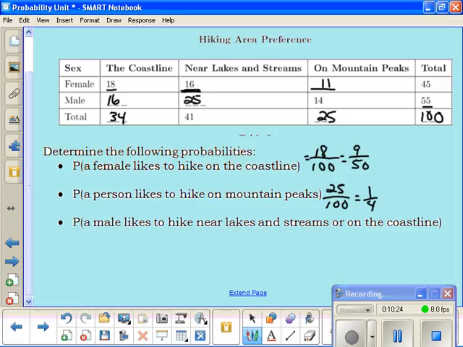Next one, probability of a male likes to hike near lakes and streams or on the coastline. So near lakes and streams is 25. And we're looking only at the males, 25. And on the coastline is 16. So that adds up to be 41. So this one's going to be 41 out of 100. Okay, or 0.41.